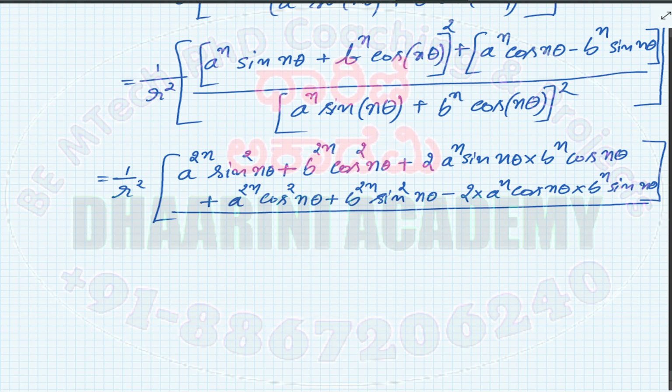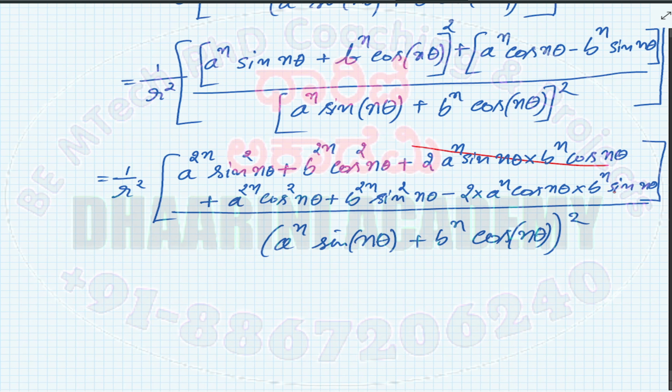And in the denominator, I would like to keep the denominator as it is. I don't want to expand it. You will come to know why soon. So this is a to the n sine of n theta plus b to the n cos of n theta, the whole square. Okay, in the numerator, what we have written, there is something which we can cancel. You can see this is plus 2an bn sine into cos. This is minus 2an bn sine into cos. It will cancel.